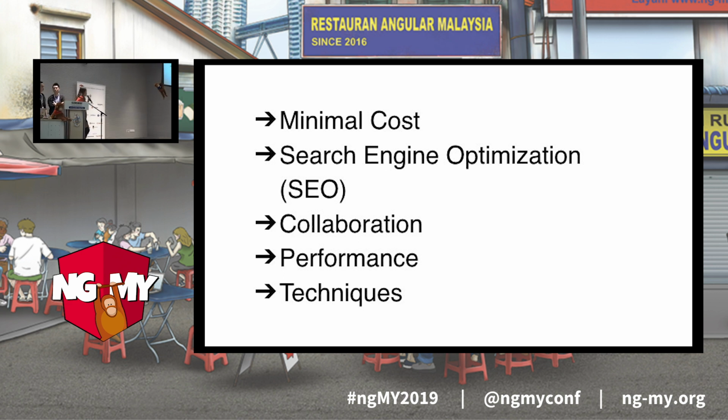Okay, so this is what we'll talk about today. We'll talk about minimal cost, because we have a budget. This is a very budgeted conference. So how do we use minimal cost to build a website? And how do we do SEO? Because we want people to come and buy the ticket. This is how we need to do the SEO.